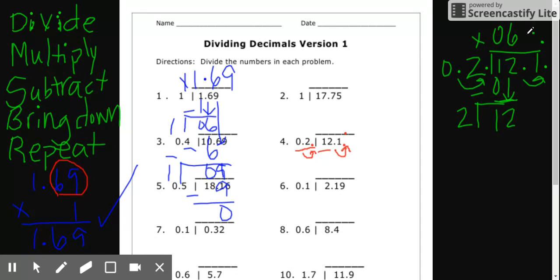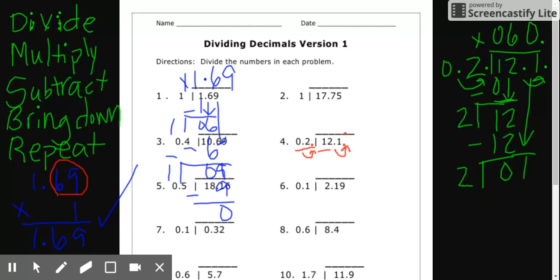6 times 2 is 12. 12 minus 12 is 0. And then I bring down my next number, which is a 1. I can make that a division box, bring down my divisor that never changes. Now I'm going to say, how many groups of 2 can I make out of 1? Well, I did that already. I know that's 0. So I'm going to put a 0 above the 1.